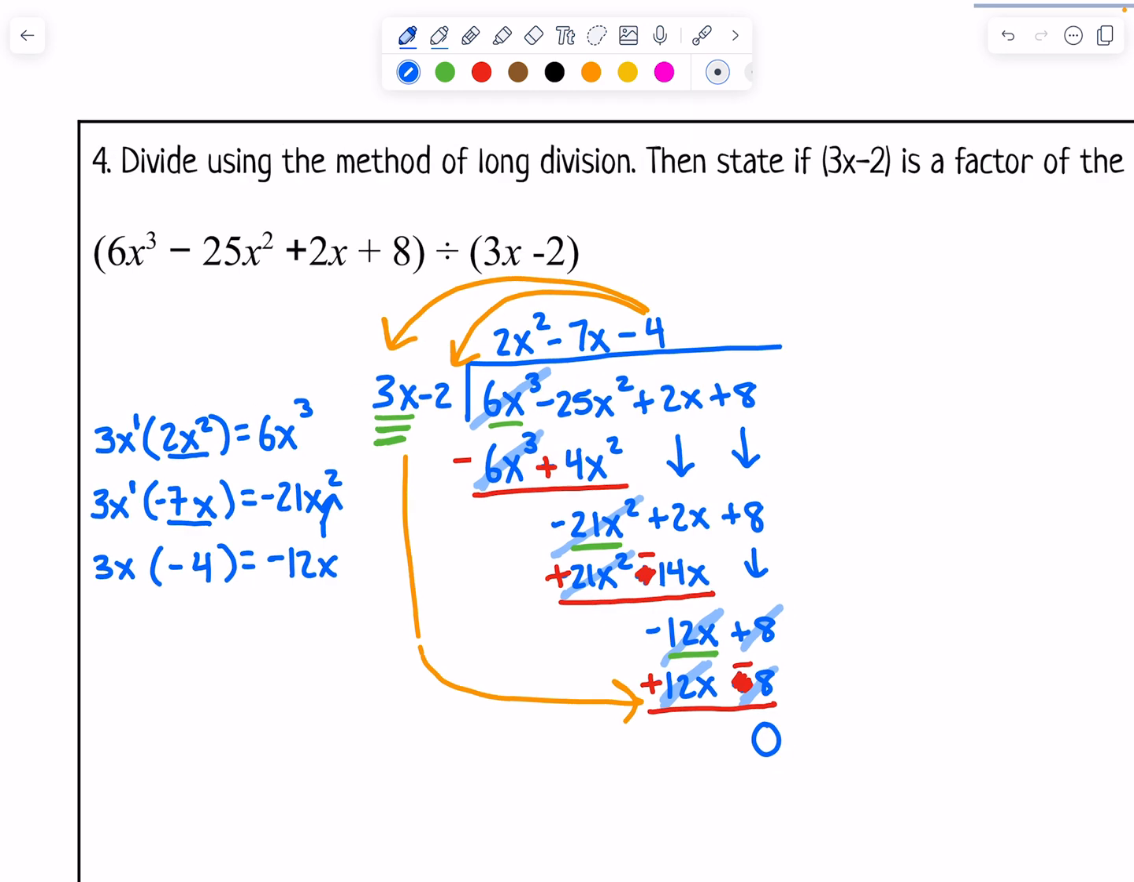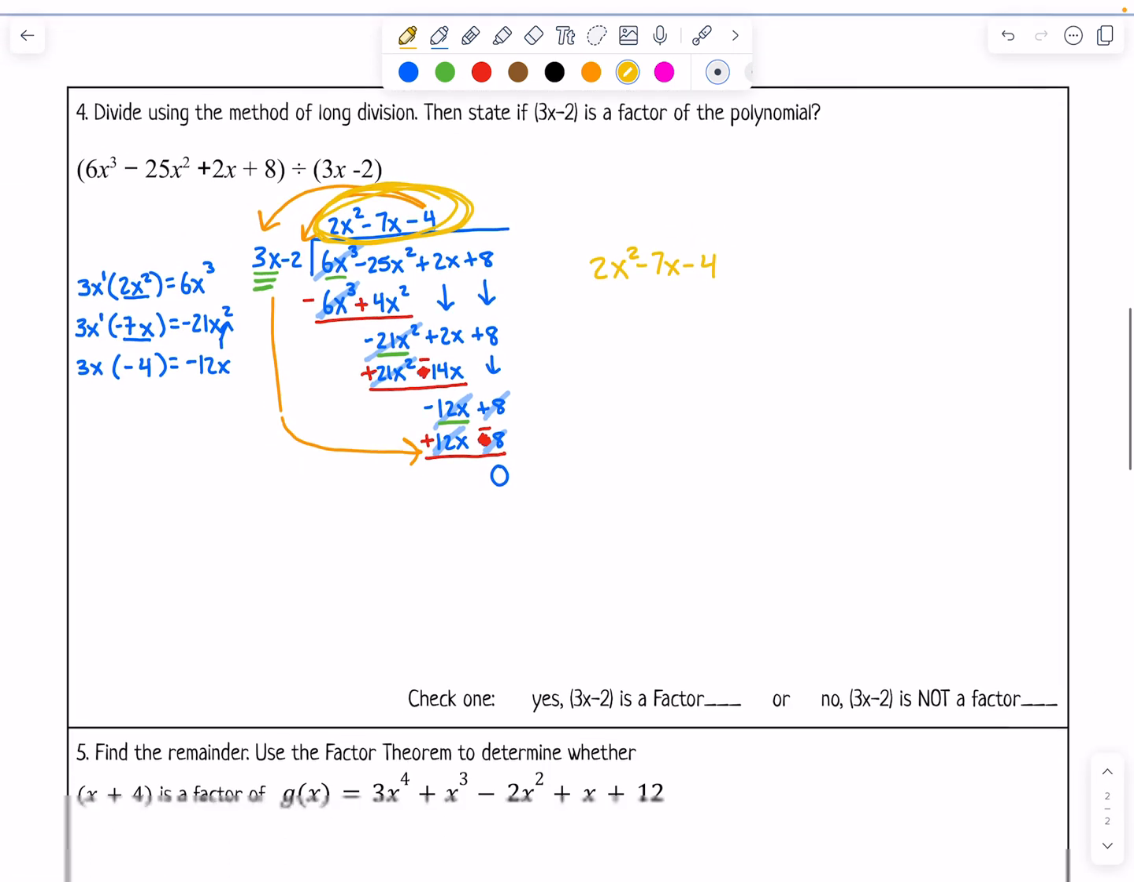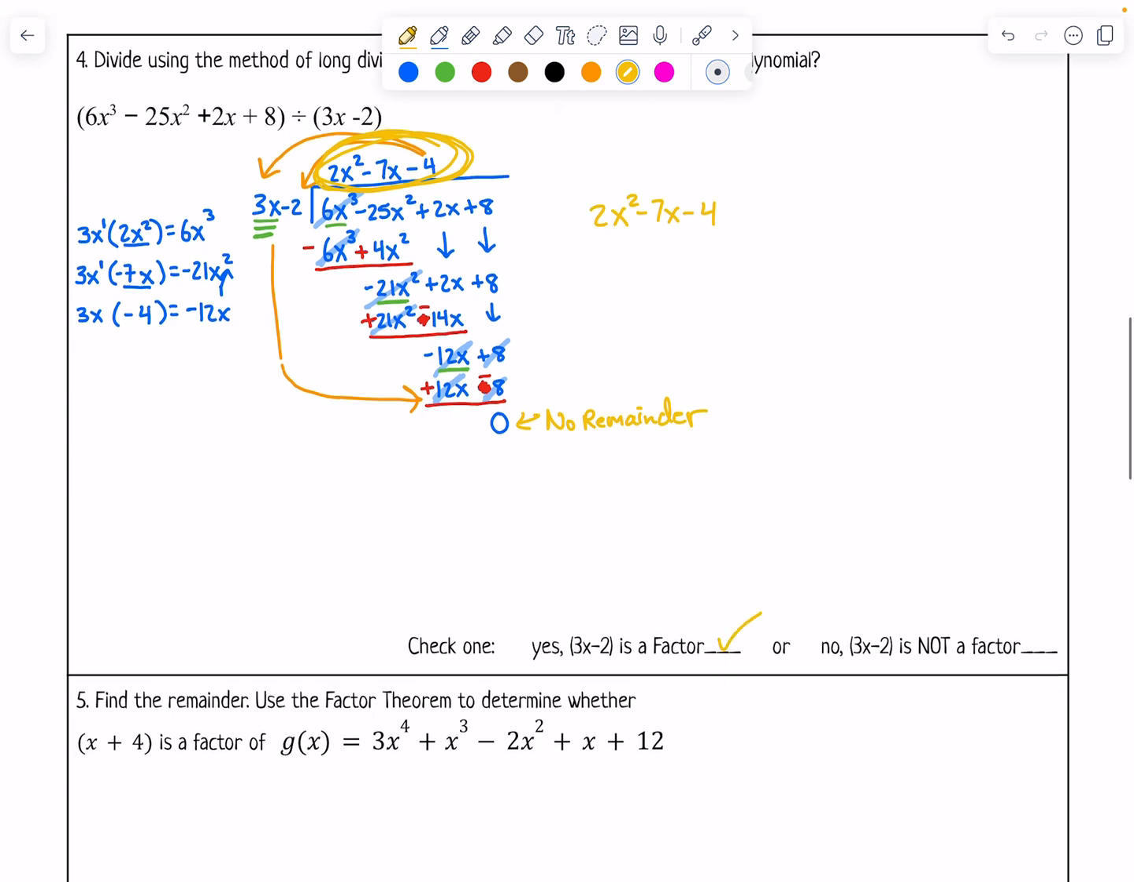So if we have no remainder, first we divided, so part of our answer to this question is the quotient up here at the top. So 2x squared minus 7x minus 4 is half of our answer, and the other half is to state whether or not 3x minus 2 is a factor. And since we have no remainder, that means it divided evenly. So we would say yes, 3x minus 2 is a factor.